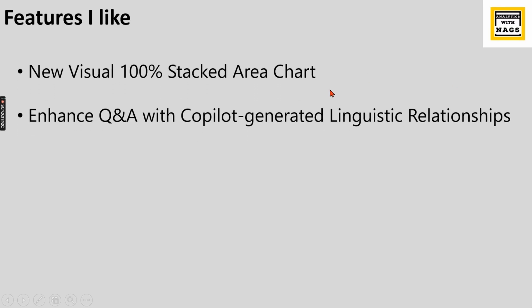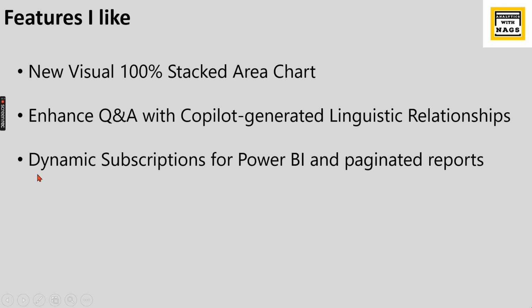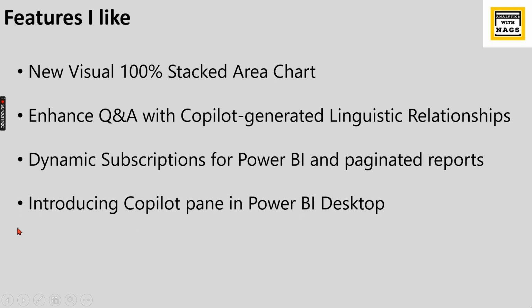The features I like most in the 2024 release are the new visual, that is the 100% stacked area chart. That was a new visual introduced that people should know. And the enhanced question and answers with Copilot generated linguistic relationship. I will talk about this. Dynamic subscriptions for Power BI and paginated reports. Now it will allow 1,000 users. Earlier it was restricted to 50 users only who could get this subscription dynamically. Right now it has been enhanced to 1,000 users. That's what you should understand. And the introduction of the Copilot pane in Power BI Desktop. So these are the features I like most. I will try to explain them in the video. What are those? And let's begin.